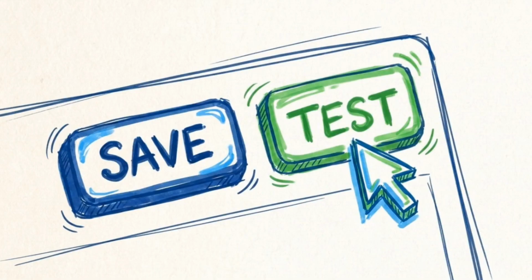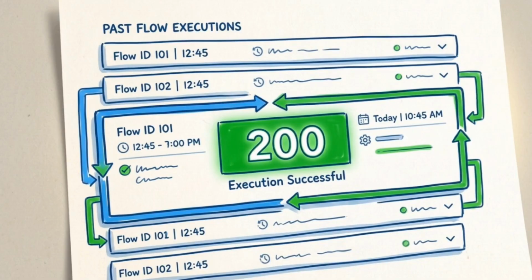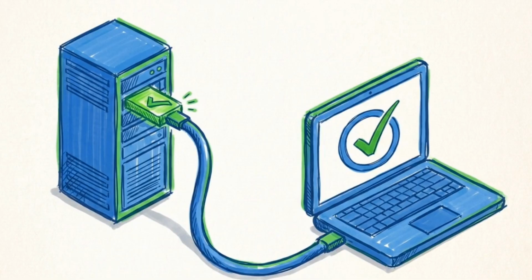With the URI complete, save your flow. Immediately run a manual test. We need to verify that this connection actually works before we build anything else. Check your flow history. You are looking for a status code of 200 on the HTTP action. A 200 confirms the server understood your request and successfully delivered the data.